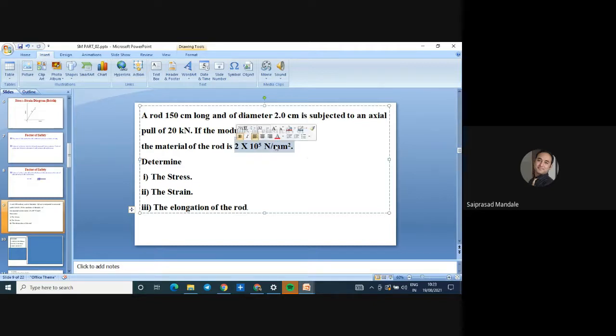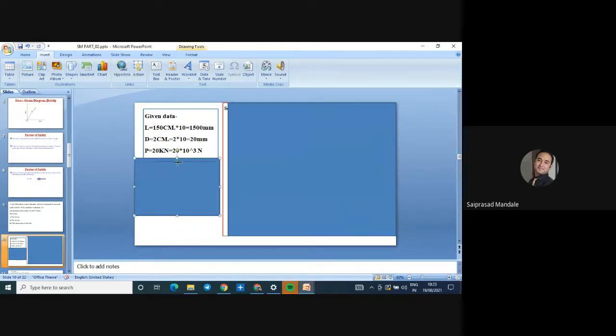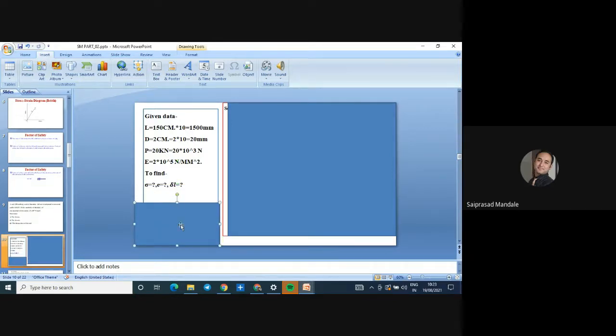So what is this quantity, 2 into 10 raised to 5? Modulus of elasticity. E is equal to 2 into 10 raised to 5. Okay. What is to be identified? We have to identify stress, strain, and delta L. These three things we are required to find.